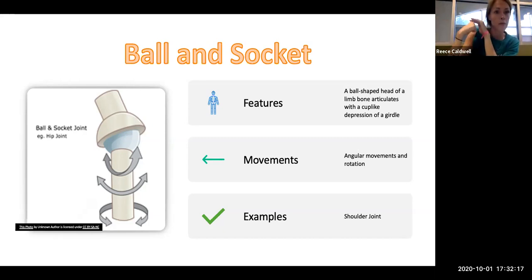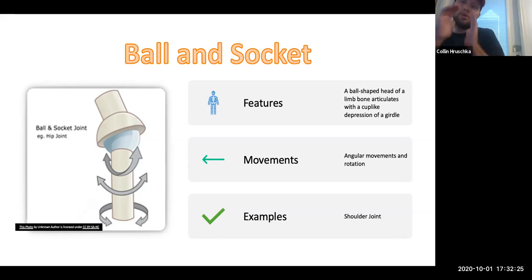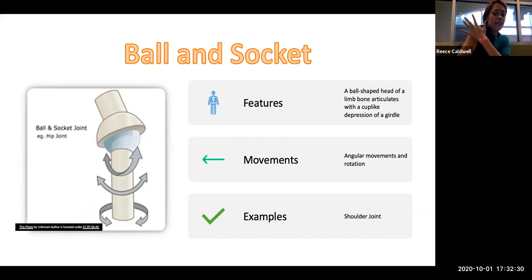into, does anyone remember what the cavity of the scapula that formed the shoulder joint was called? The blank cavity, anyone remember? Glenoid. Yes, good job, Colin. So that glenoid cavity would be an example of the ball and socket joint. So the shoulder joint is the articulation of the head of the humerus and the glenoid cavity.